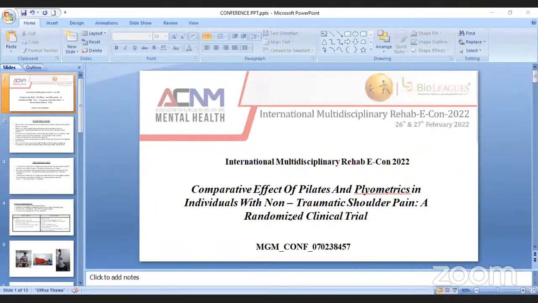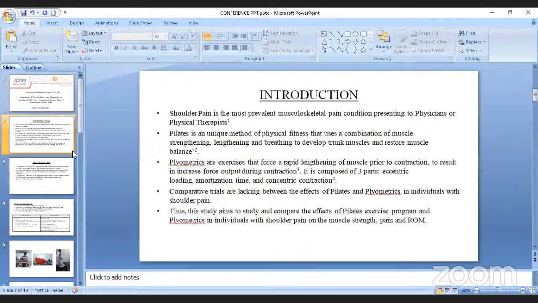Comparative effect of Pilates and plyometrics in individuals with non-traumatic shoulder pain, a randomized clinical trial. As we all know, shoulder pain is the most prevalent musculoskeletal pain condition presenting to physicians or physical therapists. The risk factors that can lead to shoulder pain are heavy lifting, overhead working, forceful work, or working or sitting in a poor posture.